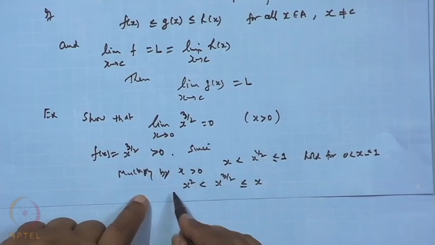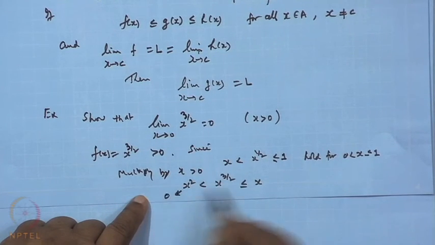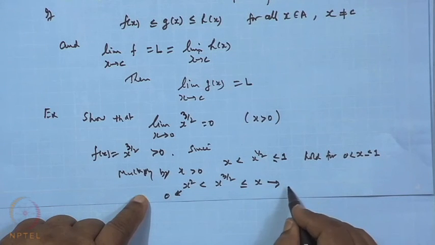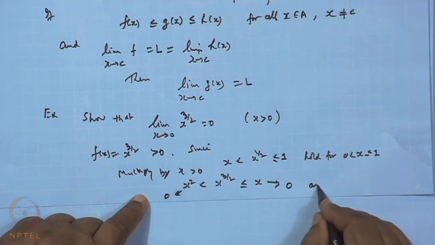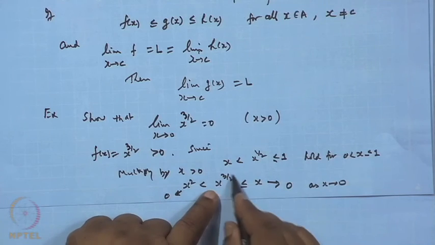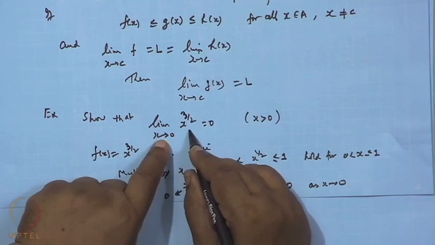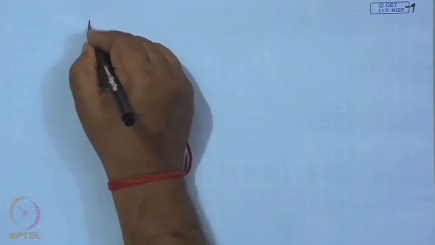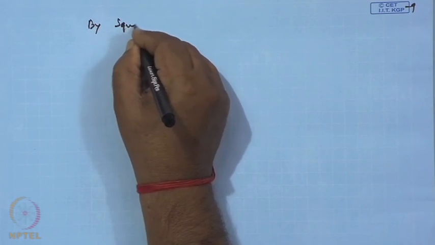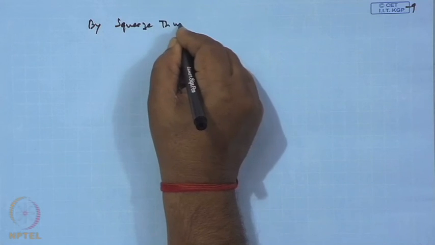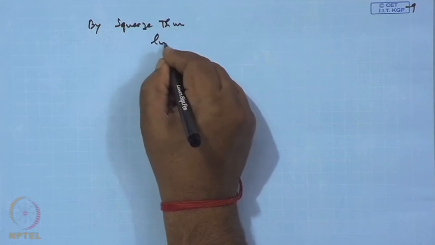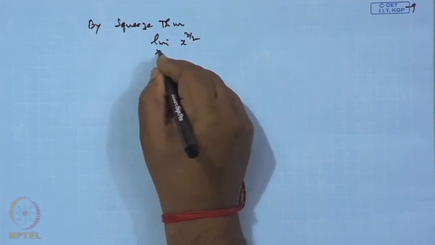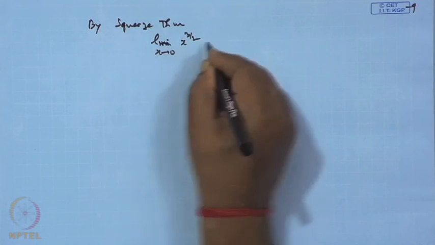Here the lower function tends to 0, and the upper function also tends to 0 as x tends to 0. Therefore, the limit of this has to go to 0. So this proves the result. This shows that, by the Squeeze theorem, the limit of x raised to the power 3 by 2 as x tends to 0 is 0.